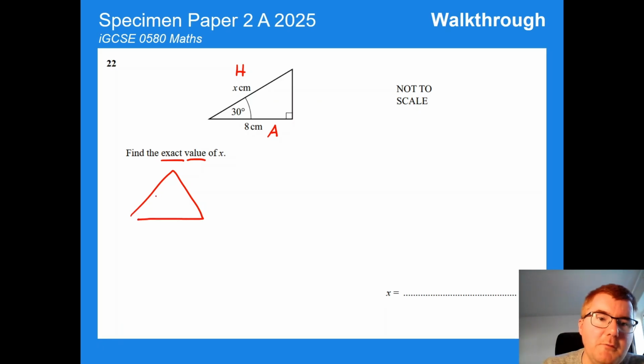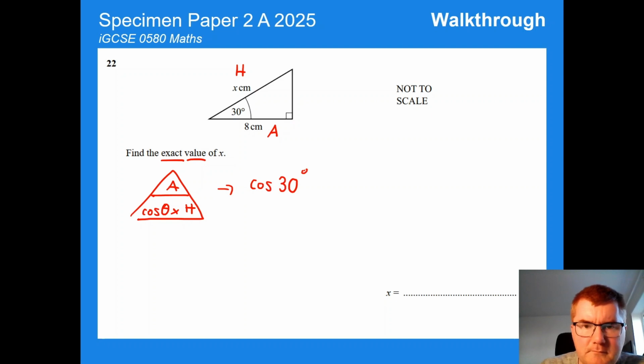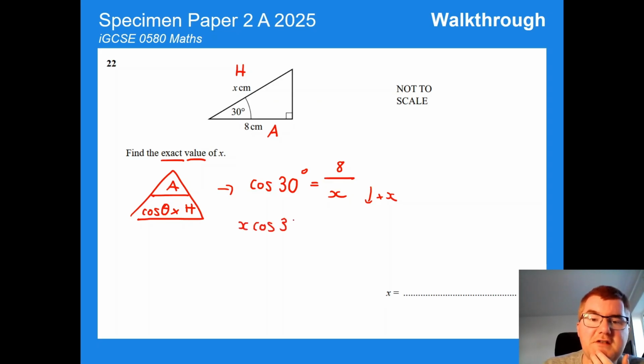So again, you can use formula triangles or the formula of cos is equal to a over h, whichever you prefer. That means then that cos of 30, so our angle, is equal to a, which is 8 divided by x. Now we can rearrange this slightly by timesing by x on both sides. That gives us then x cos 30 degrees is equal to 8, and therefore x is equal to 8 divided by cos 30.